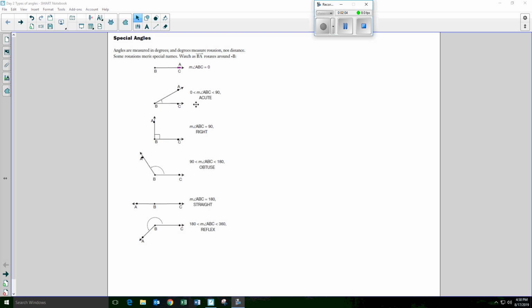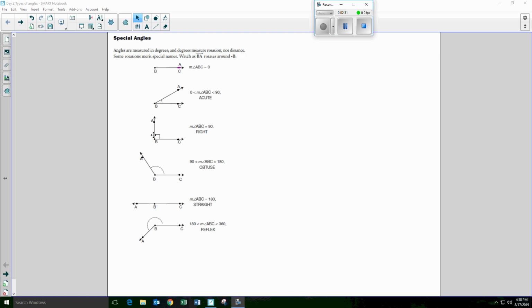Next is acute. Acute means between 0 and 90. Remember, the word between does not include 0. You don't see an equal sign underneath either of these. It's between 0 and 90 degrees. We have the 0 angle right here, and 90 degrees has its own name, right angle, coming up next. So 0.1 through 89.999 is going to be an acute angle. 90 degrees is a right angle.